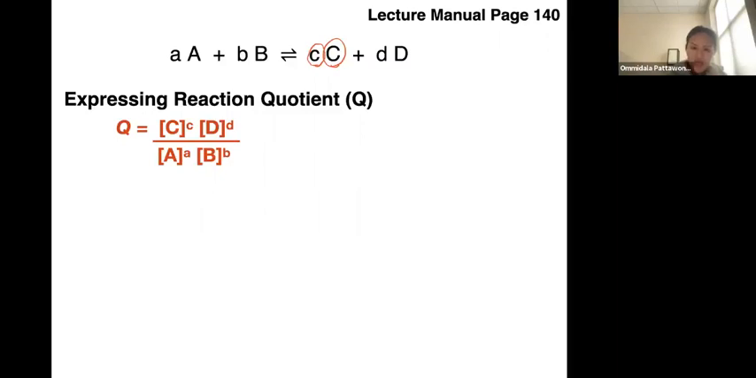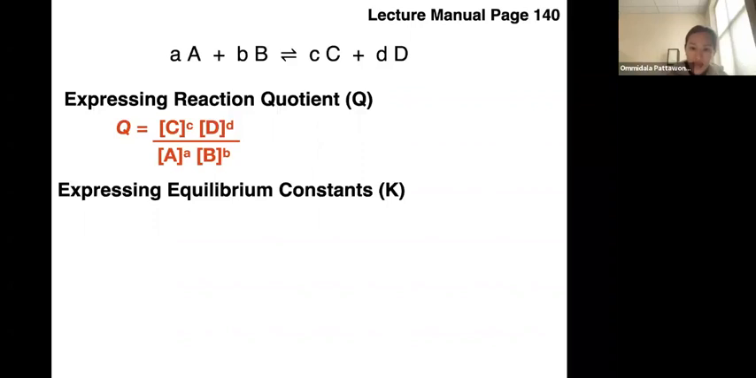This reaction quotient tells you about a ratio, the ratio between the product and the reactant. To express the equilibrium constant, you express the same thing as Q. So K is expressed identically to Q. Now you might ask, if Q and K are expressed with the same mathematical expression, what is the difference between the two?